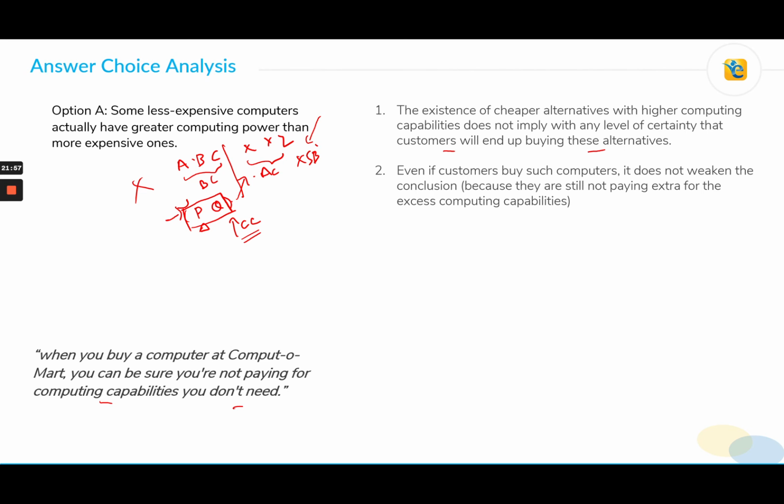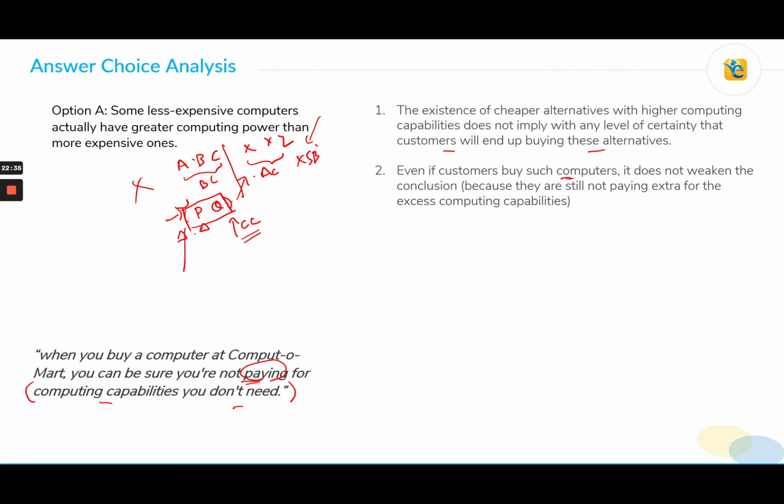Even if these products are bought, even if customers actually buy such computers, it does not really weaken the conclusion. Why do I say that? Because the conclusion is not that a customer will end up buying computers with greater computing capabilities. It's that a customer will not end up paying for such computing capabilities. What is the difference? If I buy P or Q, definitely I bought a computer which has a computing capability that is not required for me. But did I actually pay something extra for this additional, excessive computing capability? No.